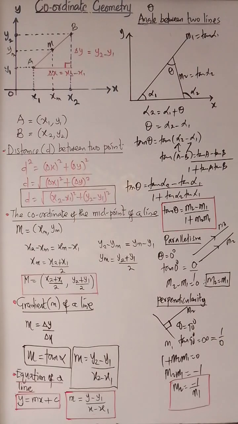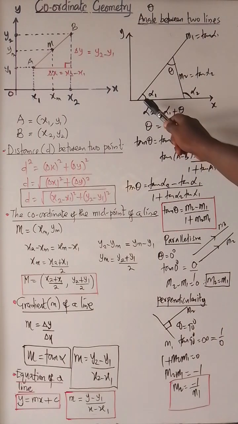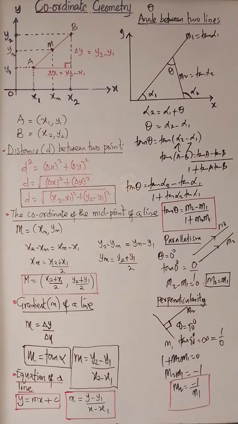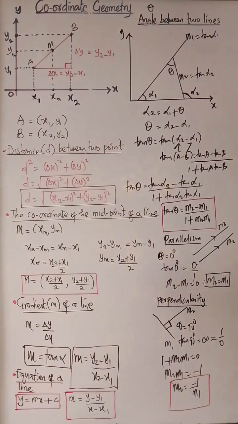So in short, if you know the angle between the two lines, we can know the connection between their gradients. And if we know the gradients of two lines, if you know m1 and m2, we can always get the angle between the two lines. Note, theta is the angle between them. Alpha 1 and alpha 2 are the angles each line makes with the horizontal, and tan of these angles equals their gradients. So I think with this, we've come to the end of the first part of this topic, or let me call it the introductory part of coordinate geometry.